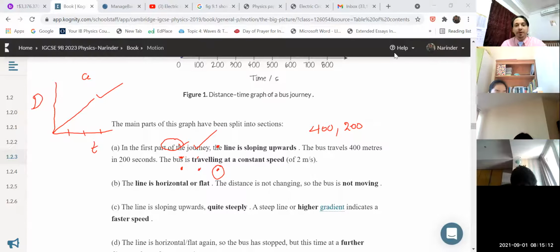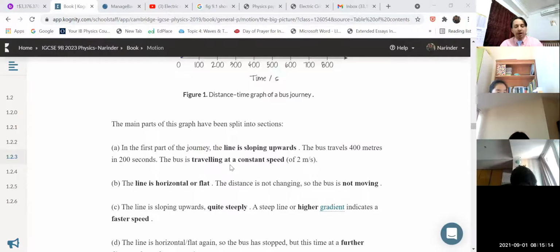Now, let me explain, children. Here, in the first line, you can see the line is sloping upward. Yes, definitely, it is sloping upward. The bus travels 400 meters in 200 seconds. So it means the bus is traveling at a constant speed. Just underline this part: the bus is moving with a constant speed.